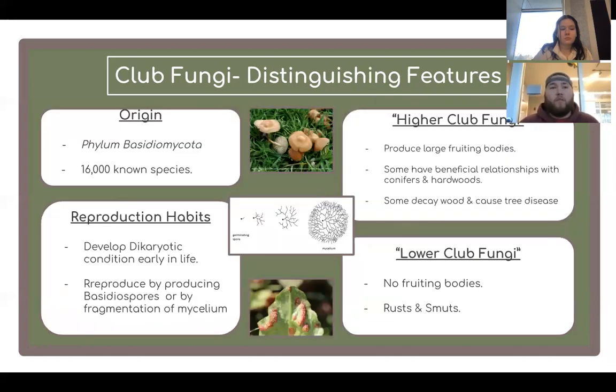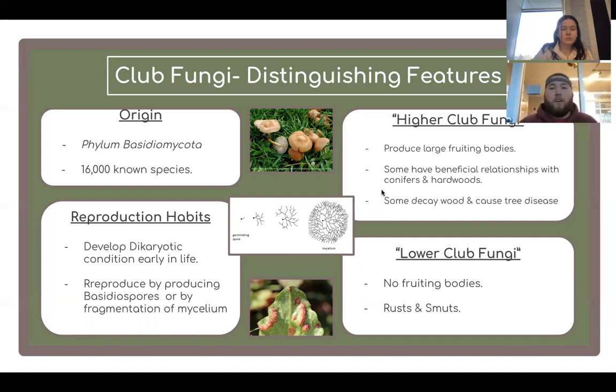Club fungi, or better known as Basidiomycota. Phylum Basidiomycota is a division of kingdom fungi with 16,000 known species. Reproductive habits: club fungi tend to develop a dikaryotic condition early on in life. This is when a cell is not diploid or haploid, but has separate parent nuclei in the vegetative cell, which are a form of reproductive cells.